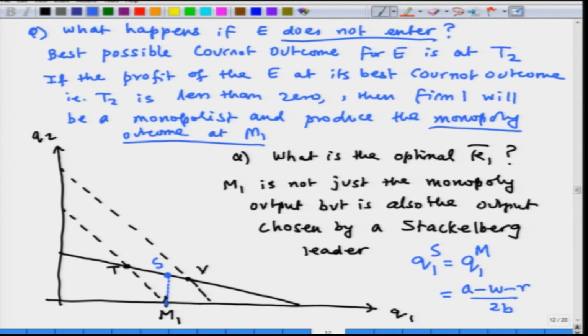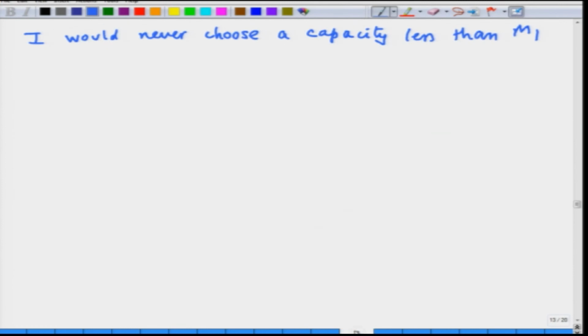The Stackelberg level of output is nothing but the monopoly output. Again, I will produce Q1S, which is equal to Q1M, and set up a capacity K1 bar which is exactly equal to the capacity at M1. So, this tells us that if I combine these 2 points, the incumbent would never choose to set a capacity which is less than M1.